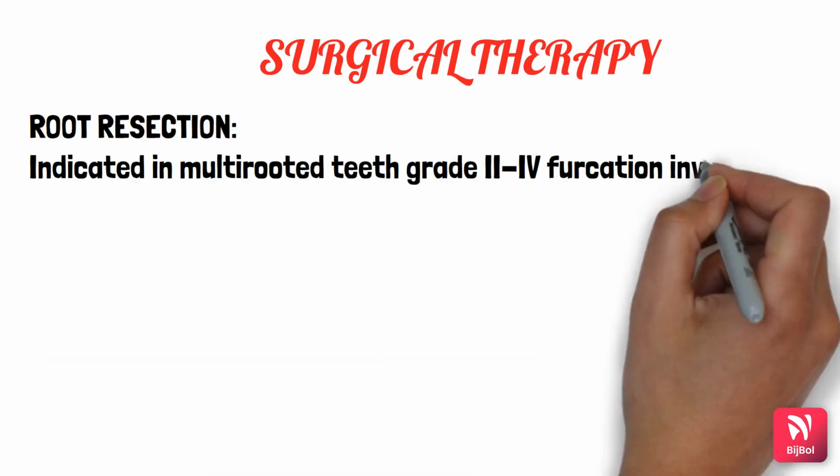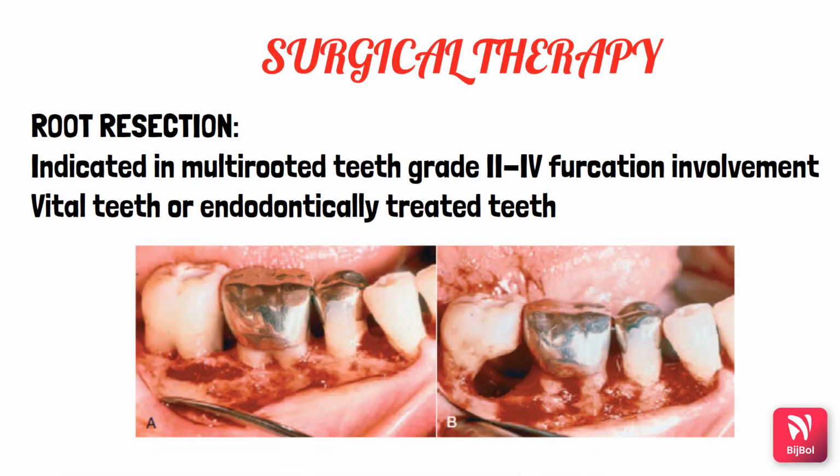The other therapy is the root resection. So this root resection is indicated in the multi-rooted teeth with grades 2 to 4 furcation involvement. It can be performed either on the vital teeth or on the endodontically treated teeth. But usually it should be performed on the endodontically treated teeth because it will be convenient both for the patient as well as the clinician. If it is a vital root, it will be distressing for both the patient and clinician, and if subsequently an unfavorable event occurs like perforation, fracture of the root or inability to instrument the canal, so that's why you need to perform the endodontic therapy prior to the root resection.